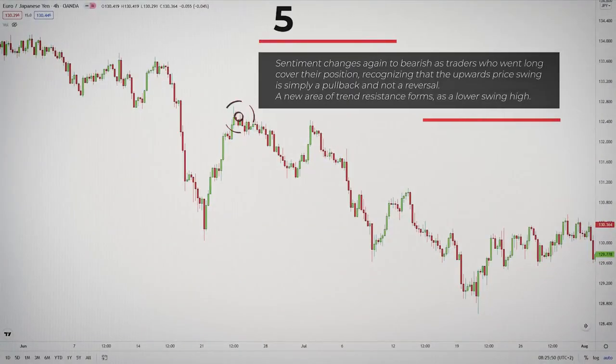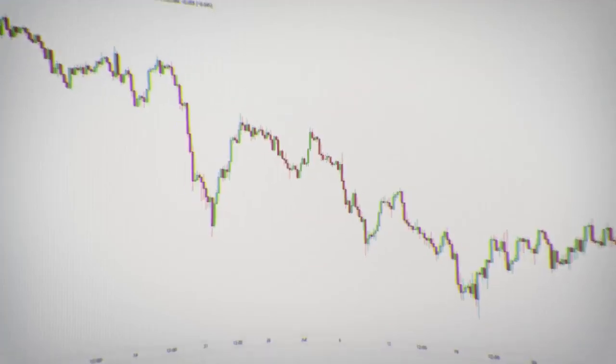Sentiment changes again to bearish, as traders who went long cover their position, recognizing that the upward price swing is simply a pullback and not a reversal. A new area of trend resistance forms as a lower swing high. Bearish sentiment again leads to price falling below this swing high, and the process repeats.